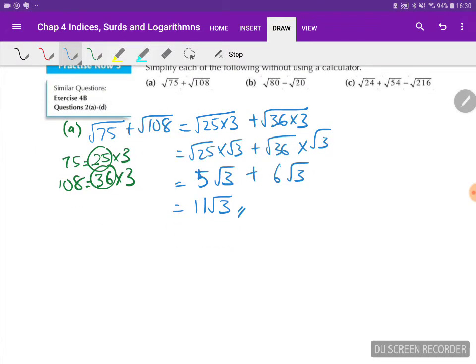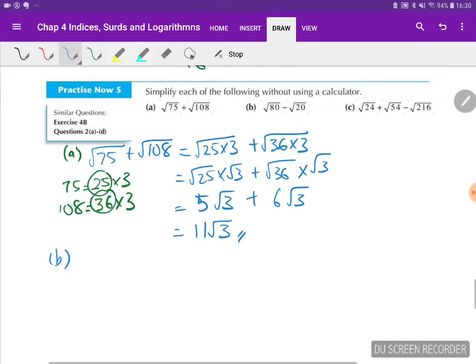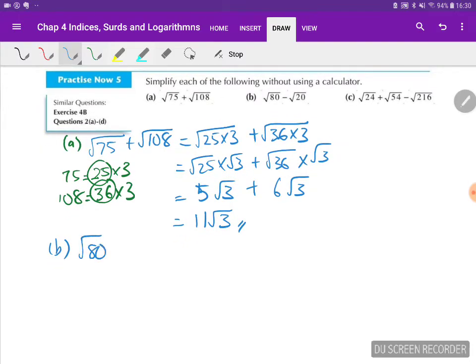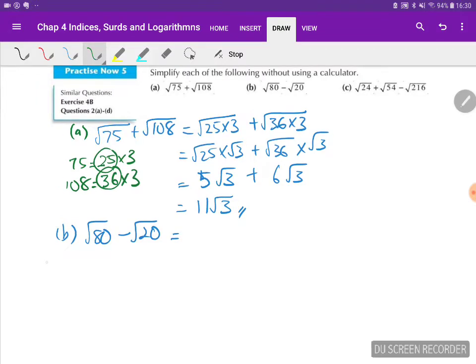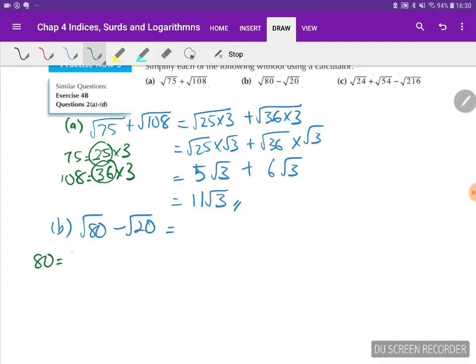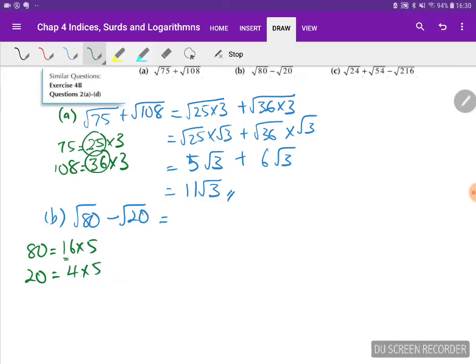And let's look at part B. Square root 80 minus square root 20. First let's look at the factors of 80 that have a perfect square. 80 is 16 times 5, so you have a perfect square 16. 20 is equal to 4 times 5, so you have a perfect square 4.